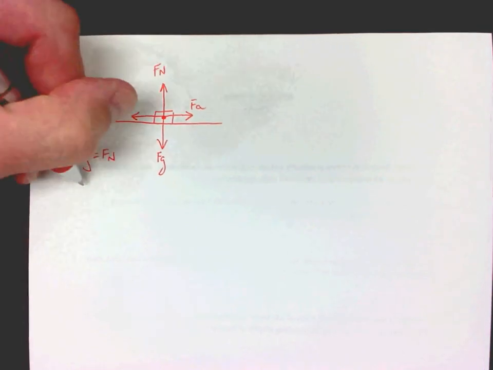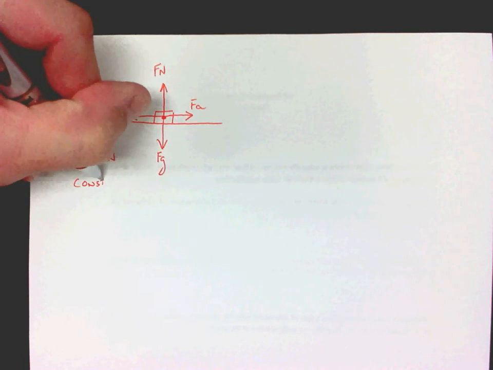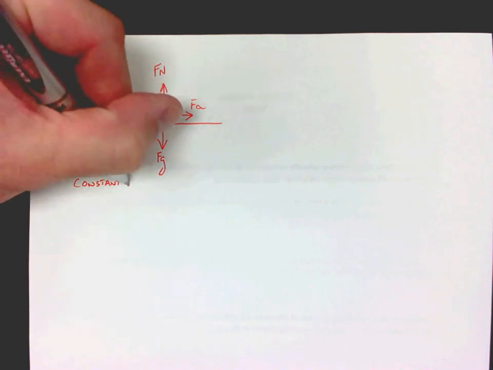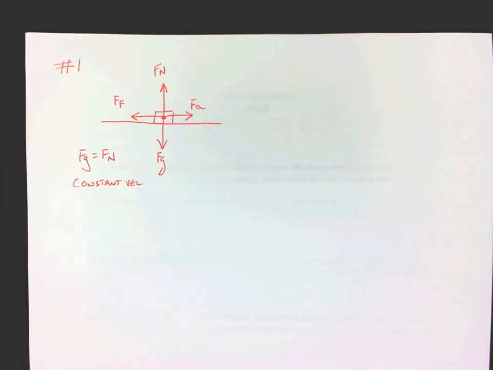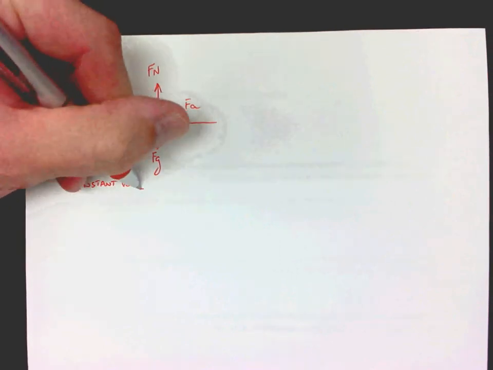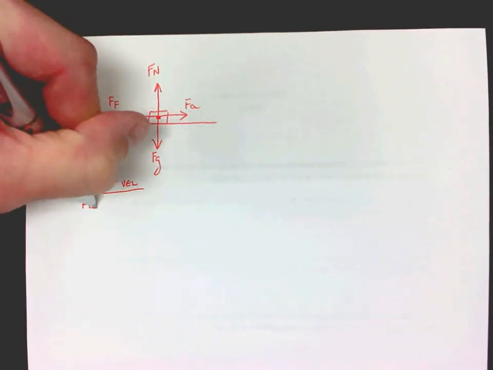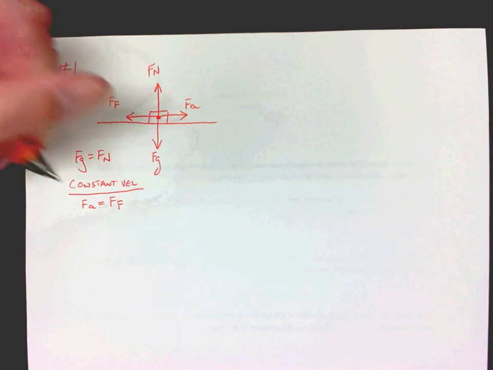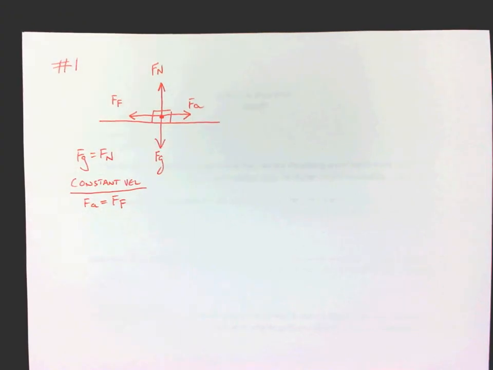That kind of helps with some of the problem solving. And likewise, if the problem states that the object is moving at a constant velocity, then we can also say that Fa and Ff have to be equal as well. The problem has to say that though, so read the problems carefully, and if you see that, I would probably underline it or circle it. That's a pretty important piece of information, so look out for that. All right, so that's diagram number one.